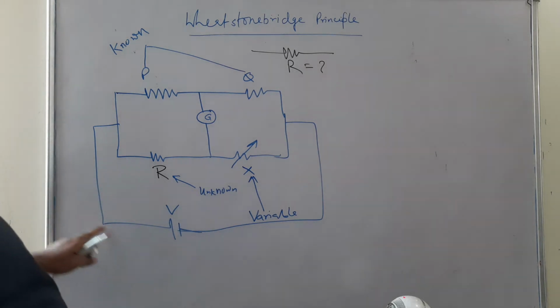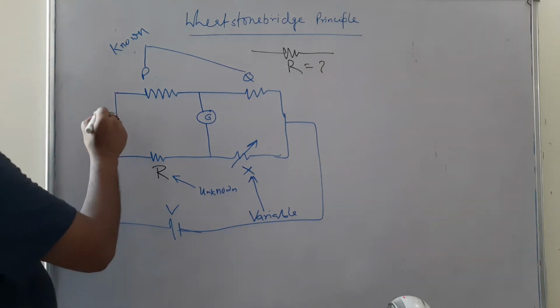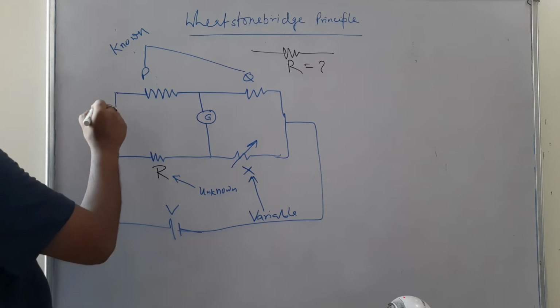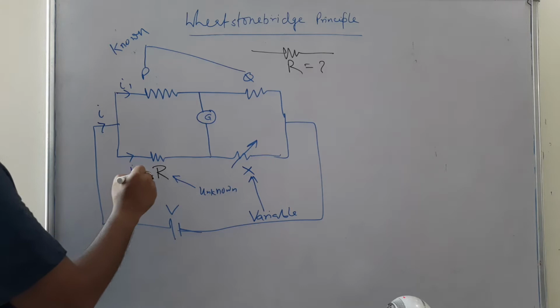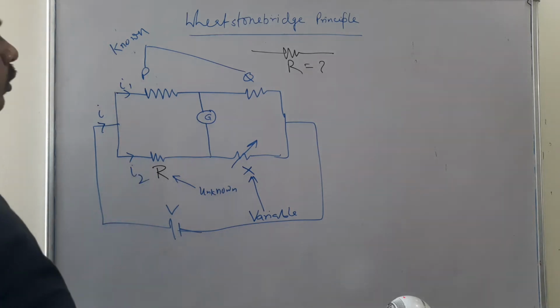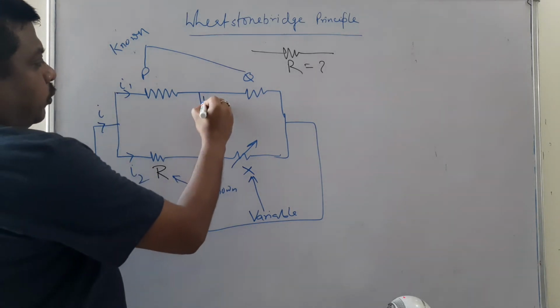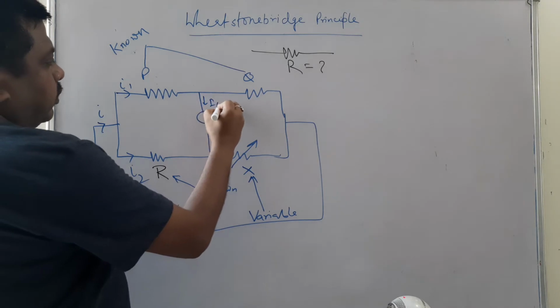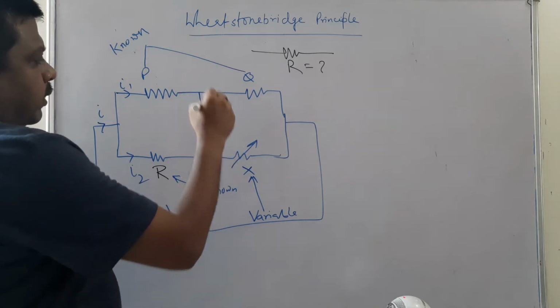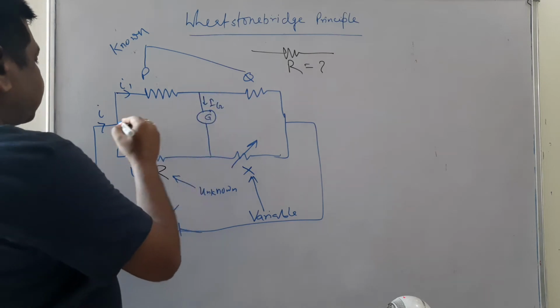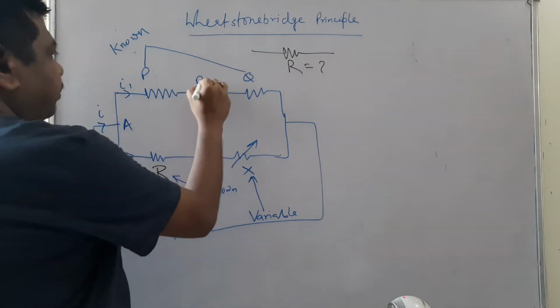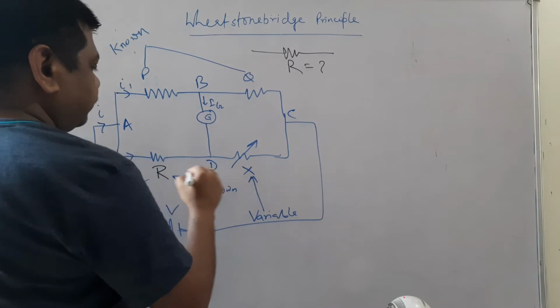Current will flow from here, let's say it's I, and it will be divided into two parts, I1 and I2. Now current will flow here. The direction of Ig can be changed, but some current will flow in these paths. Okay, A, C, and D.